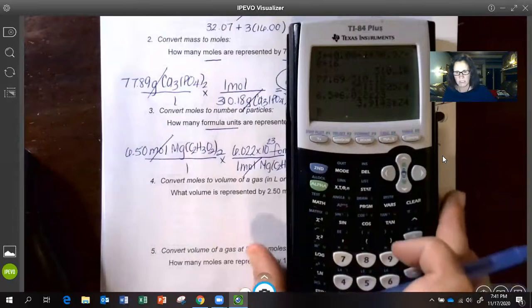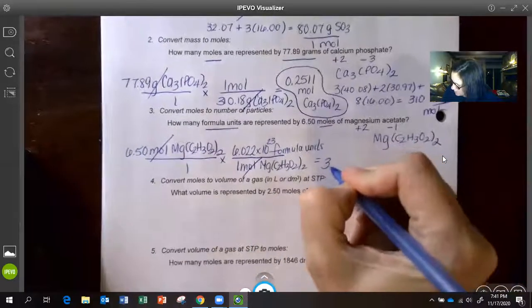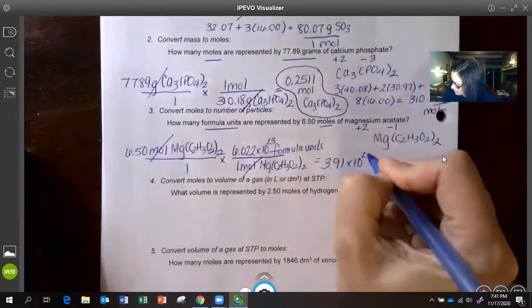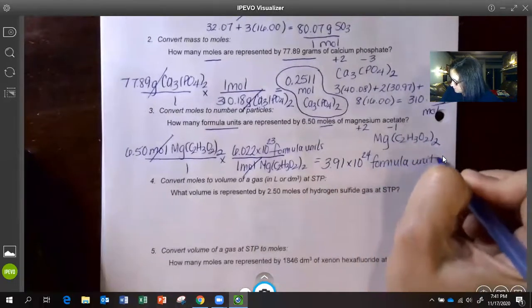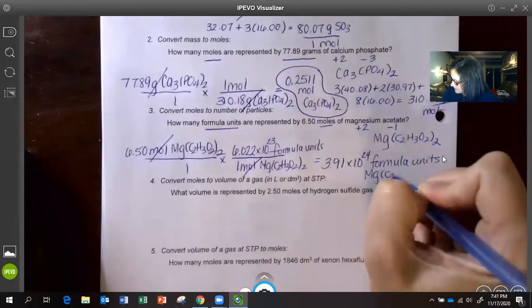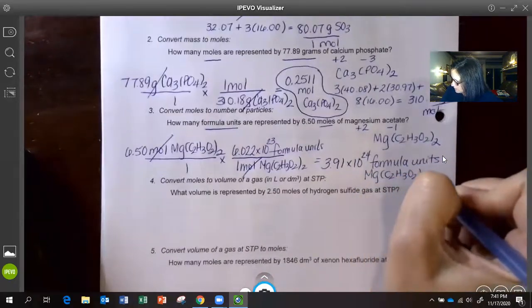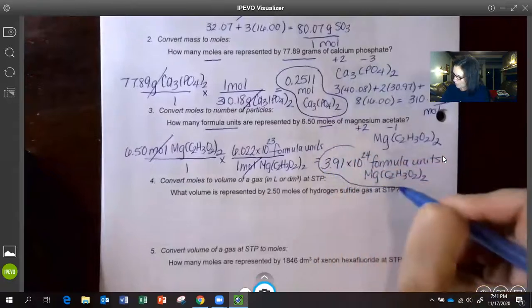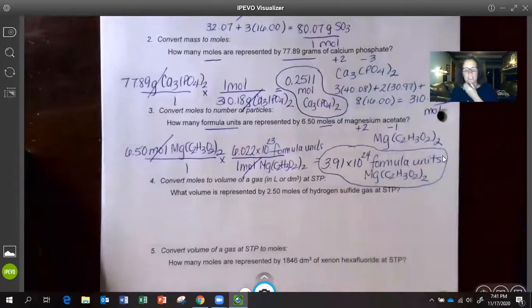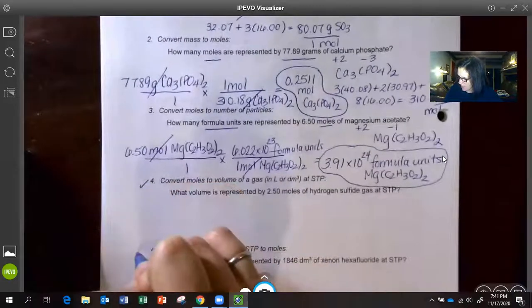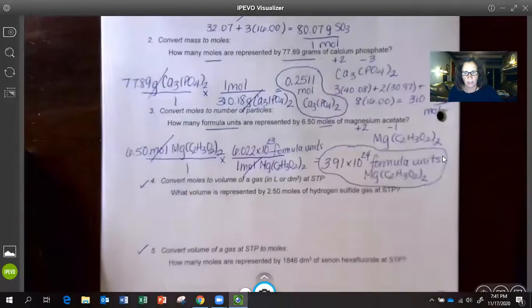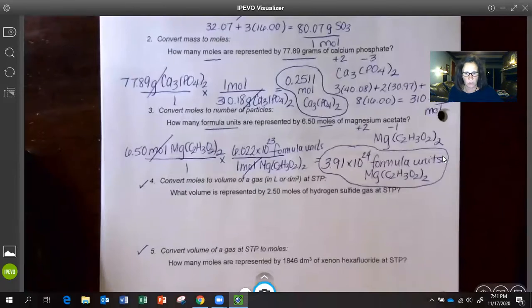And we get 3.91 times 10 to the 24 formula units of magnesium acetate. And that's our answer. We pay attention to sig figs, we pay attention to units, and we pay attention to the chemical formula for each problem. So you can go ahead now and try number 4 and number 5, and you'll be able to check your answers in Schoology to those 2 problems.